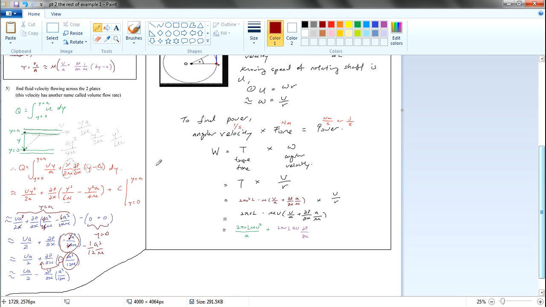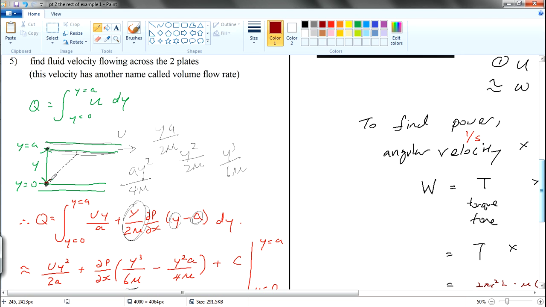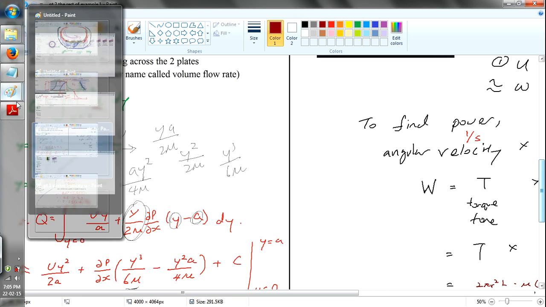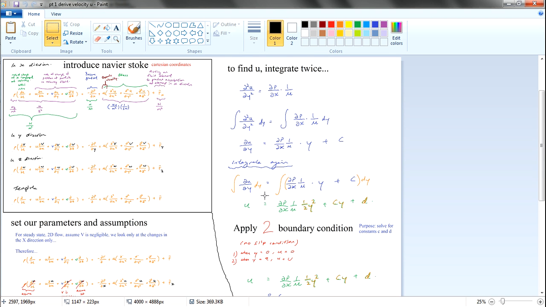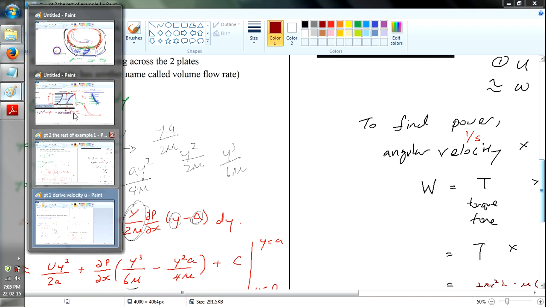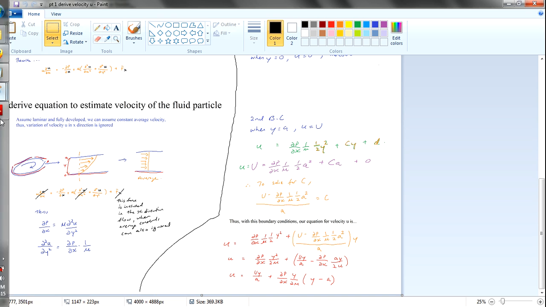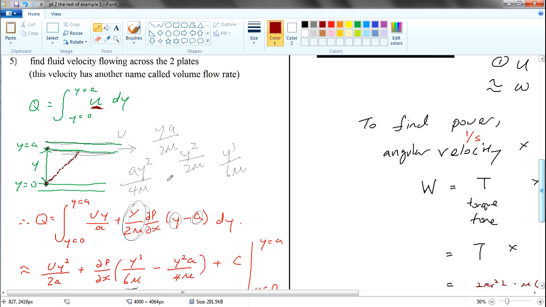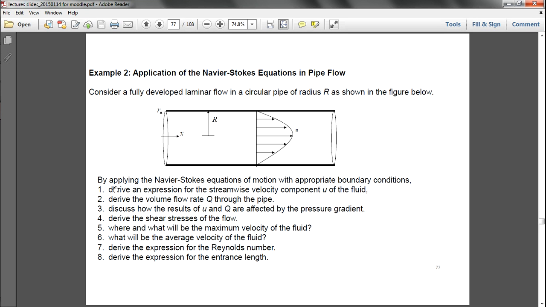Just to recap, the volume flow rate talks about all of the particles that are moving across. While this u equation that we derived using the Navier-Stokes equation, all the way until here, describes the velocity of the particle itself. That's all. Nothing much, nothing fancy. I hope I didn't confuse you throughout the way.